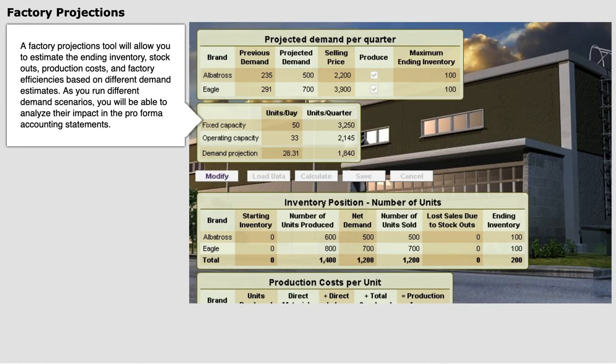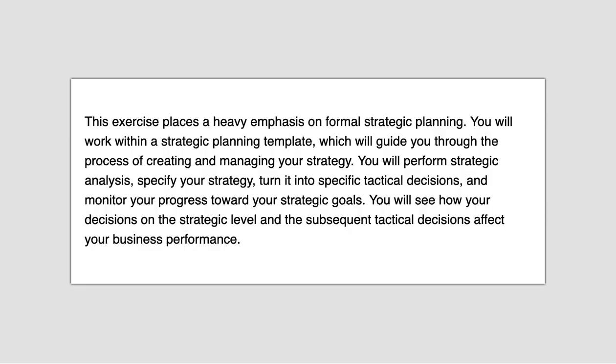A factory projections tool will allow you to estimate the ending inventory, stockouts, production costs, and factory efficiencies based on different demand estimates. As you run different demand scenarios, you will be able to analyze their impact in the pro forma accounting statements. This exercise places a heavy emphasis on formal strategic planning.